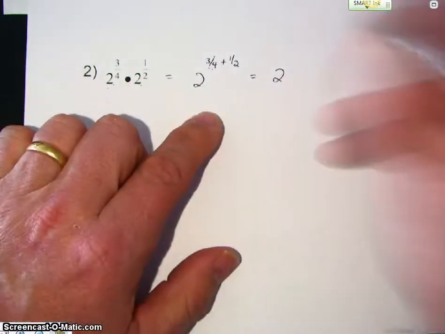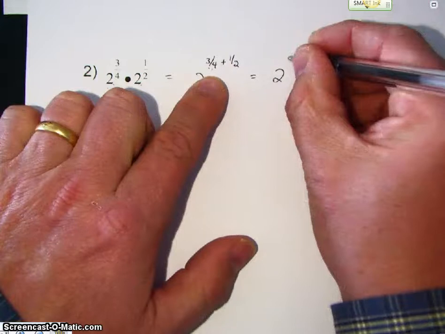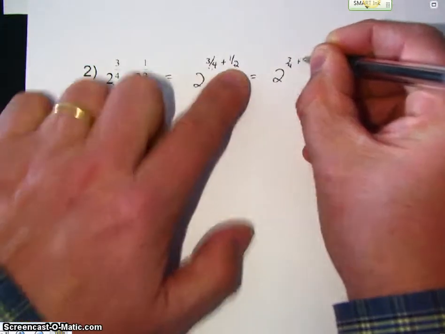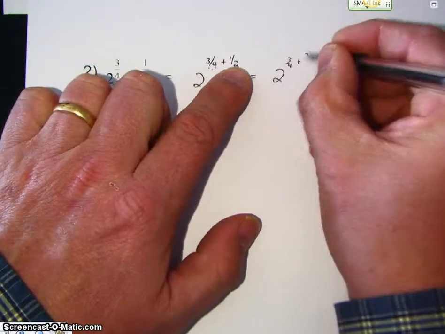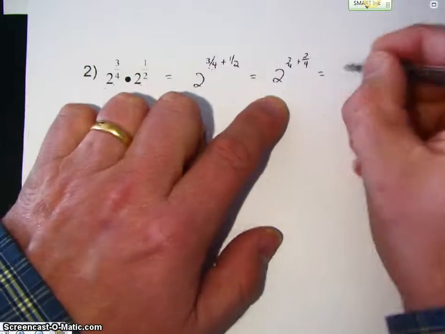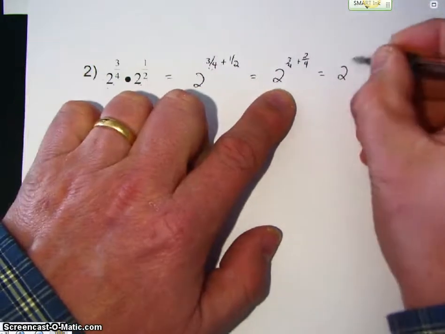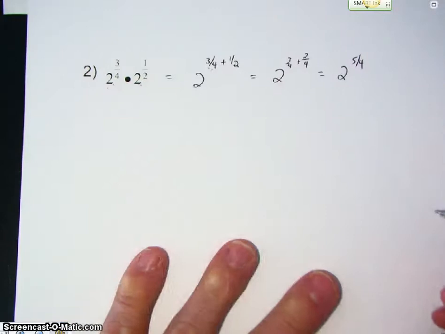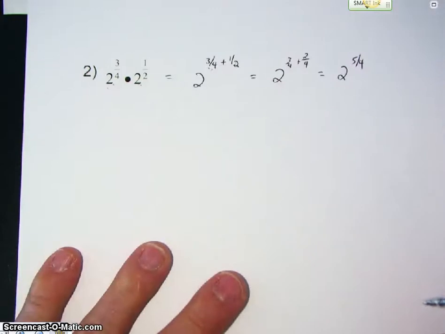Alright, if that messed you up, I'm sorry. Alright, so let's see here. 3/4 plus common denominator, so this becomes 2/4, because 2/4 is the same thing as 1/2. So now I got 5/4. Okay, so that's 2 to the 5/4.